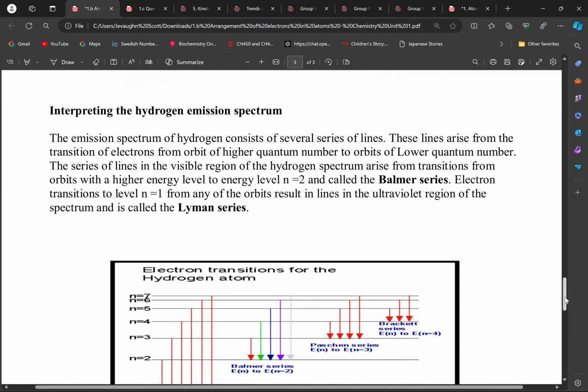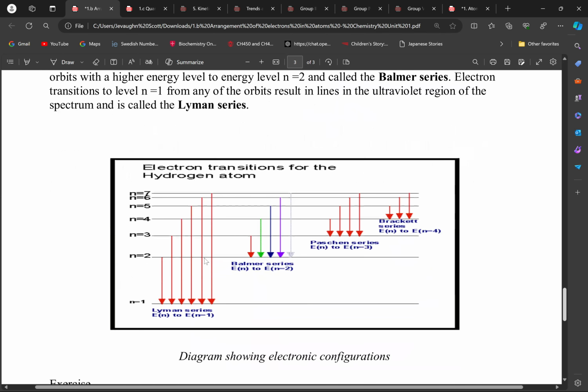Right, so this is interpreting the spectrum as well. If we have different electronic transitions, from any energy level to the first energy level, that is what we call the Lyman series. Any transition from any energy level to the second energy level will be the Balmer series. To the third energy level would be the Paschen series, and to the fourth energy level will be the Brackett series. So from any energy level, once it drops down to a specific energy level, you should be able to determine which series that is.